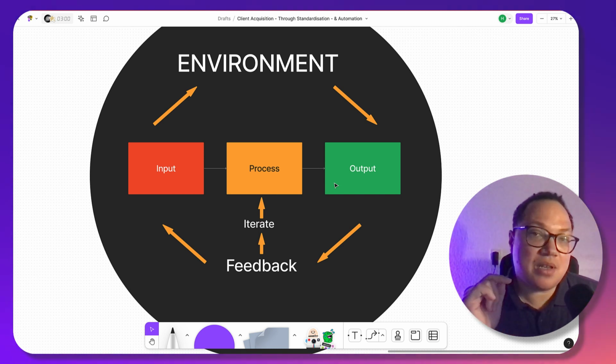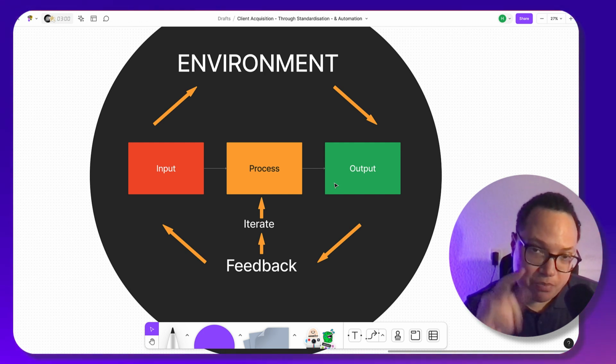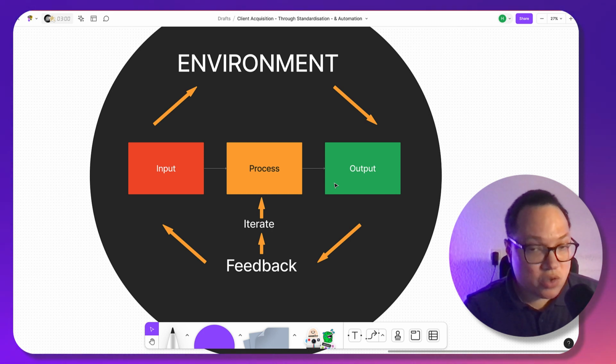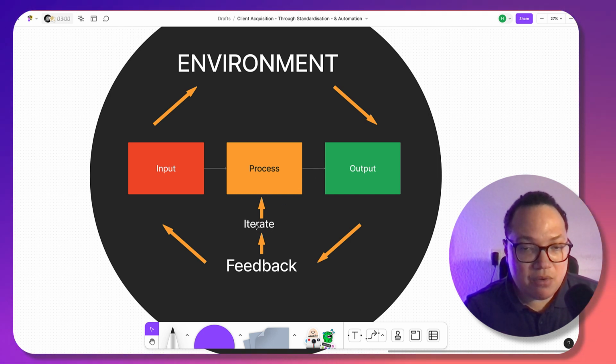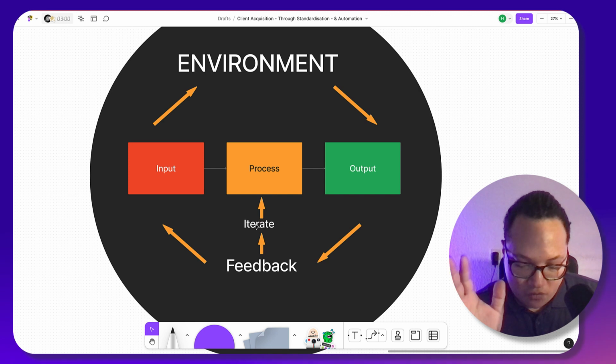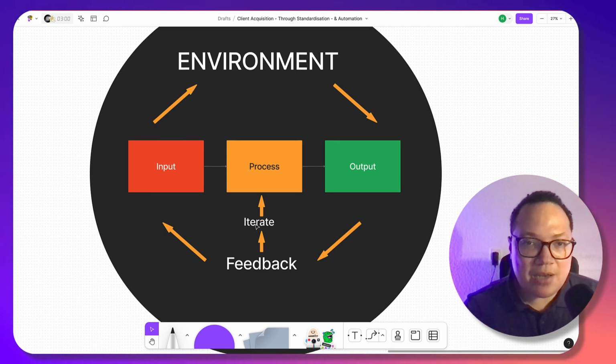You're part of this environment. You're part of the input. You're part of the process, and you're also part of the output. So you're also part of what needs to be iterated from the feedback over and over and over again.